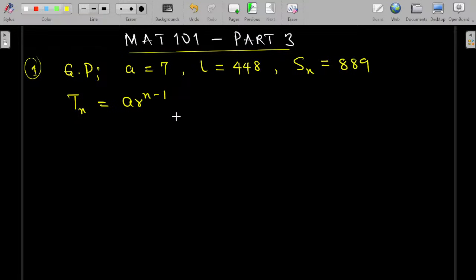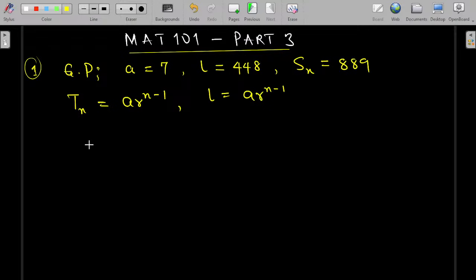Now there are a number of things I would like you to see here. This is one of them. The second one is that the last term of a sequence can actually be represented as Tn, whether it's in a GP or in an AP. So that means we can actually write the last term as A R raised to the power of n minus 1.